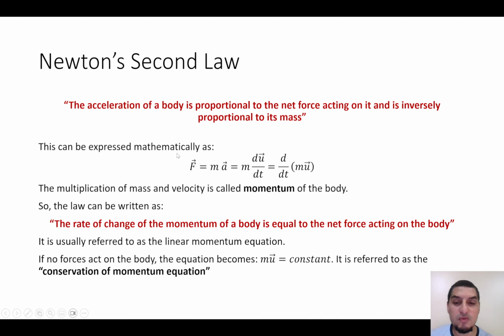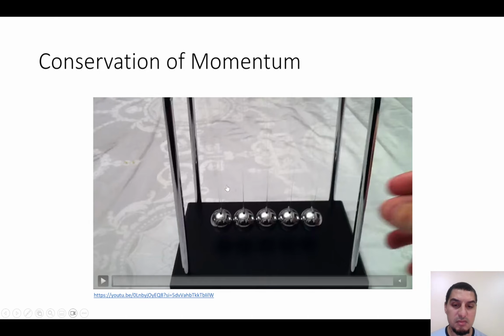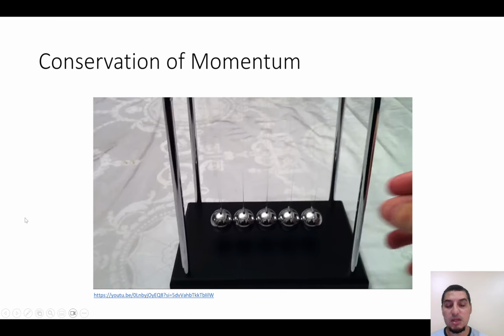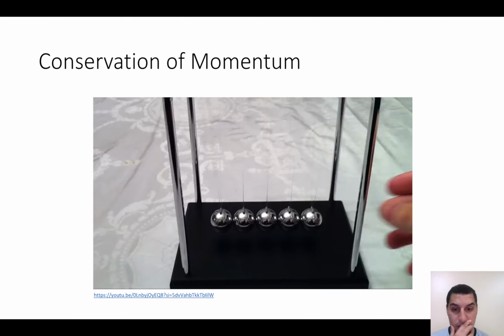And if the summation of forces is zero, then the derivative is zero, and this means that the momentum is constant. And this is referred to as the conservation of momentum equation. And this is something that we can see with a very famous setup, which is called Newton's cradle. I think it's a very well-known setup, but it's a set of metal spheres or metal balls that are hanged from the top, so they can freely go in the horizontal direction.